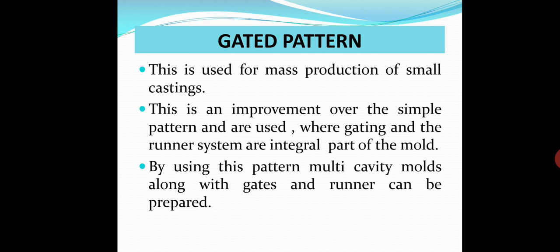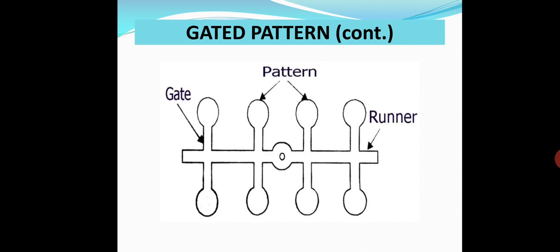This is used for mass production of small castings. This is an improvement over the simple pattern and is used where gating and the runner system are an integral part of the mold. By using this pattern, multi-cavity molds along with gates and runner can be prepared. So this is the diagram of a gated pattern.